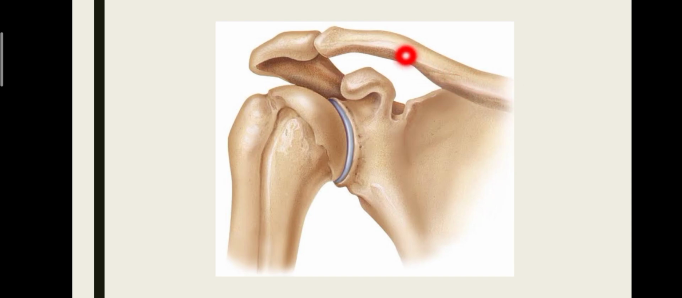And this is your clavicle bone, right? It is articulating with the acromion process. And this is your glenoid cavity. And this is your humerus. So this is your head of humerus, and this is the greater tubercle, and this is your lesser tubercle, and this groove is your intertubercular groove, right?